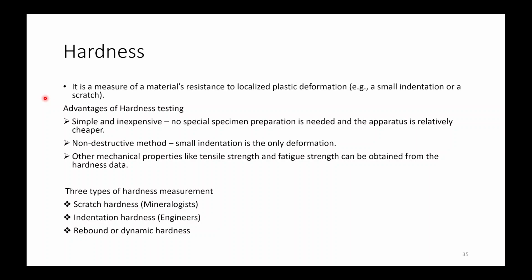Now, three types of hardness measurements are there. First is scratch hardness, then indentation hardness, and rebound or dynamic hardness. Scratch hardness is used for mineralogists, indentation hardness is used for engineers, and rebound or dynamic hardness is used when we don't want to destroy our sample, and it is a non-destructive type of test.